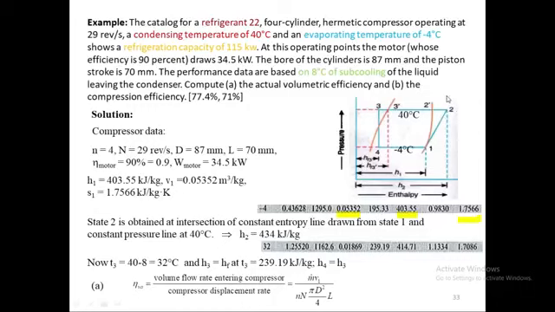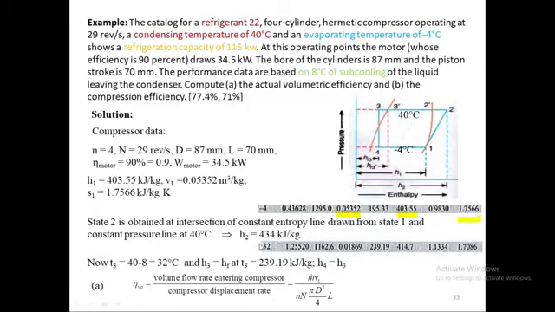H2 is in the superheated region. We cannot find it from the saturation table. We have to find it from the superheated table, or we have to use the chart. So here I'm going to use the chart. So I'll show you how. I'll draw this diagram on the chart and then read this H2 value.